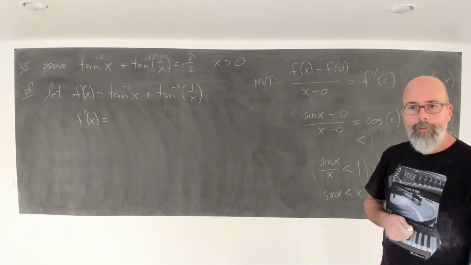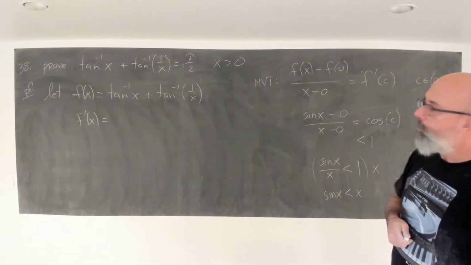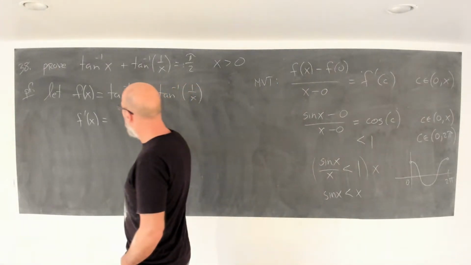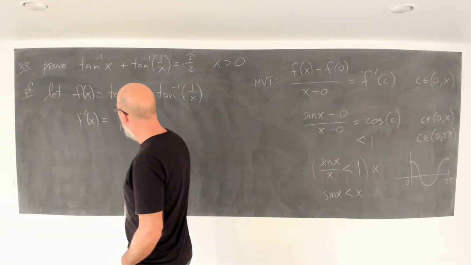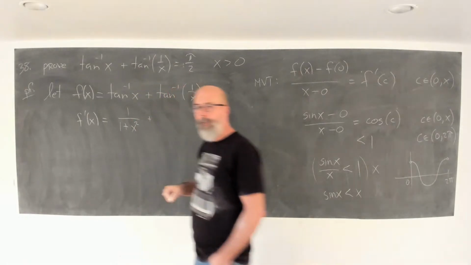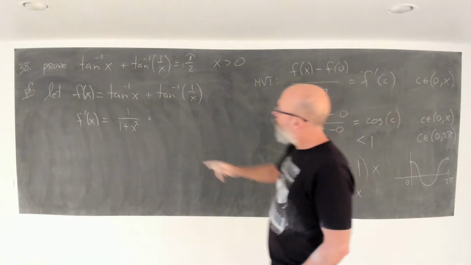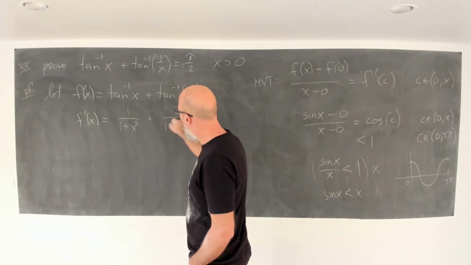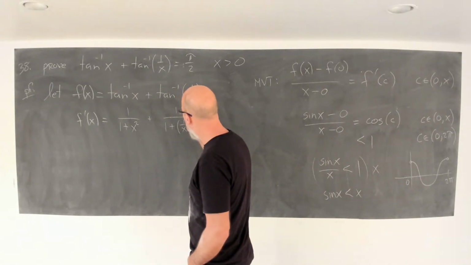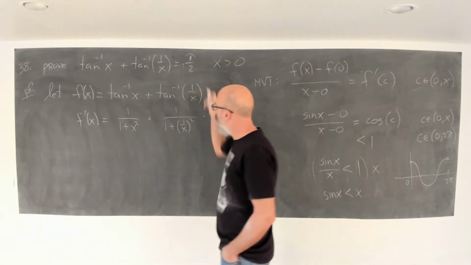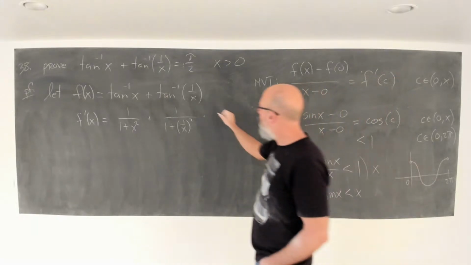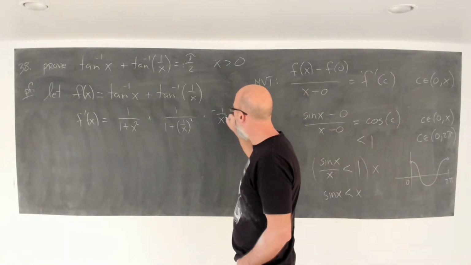So take the derivative. What is the derivative? You know the derivative of arctan is 1 over 1 plus x squared. So the derivative of arctan of 1 over x is going to be 1 over (1 plus (1 over x) all squared), times the derivative of the inside. Chain rule, right? And we get a minus 1 over x squared.